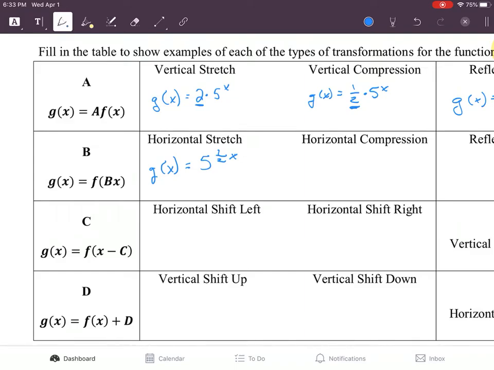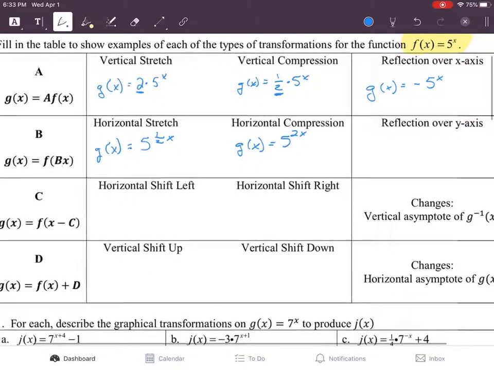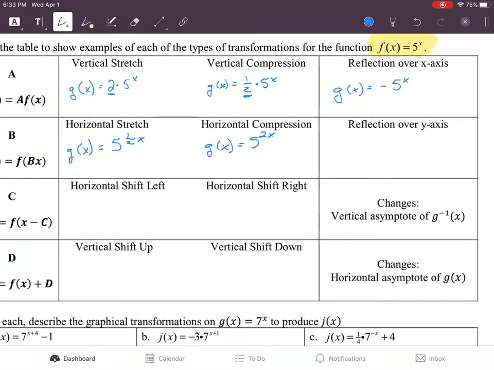All right, and then same thing for horizontal compression. We're going to have our function g of x is equal to 5, and instead of a fraction this time we're going to do a whole number, 5 to the 2x power. All right, and then for reflection over the y-axis, we're going to multiply our x value by a negative number. In this case, we're just going to pick -1. And that negative on the x will reflect the graph across the y-axis.